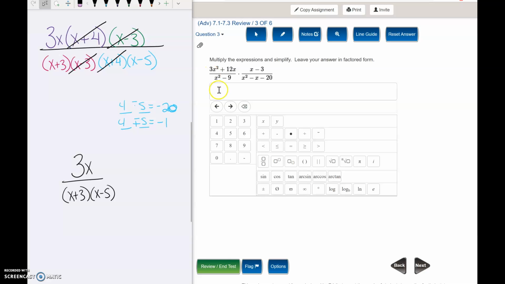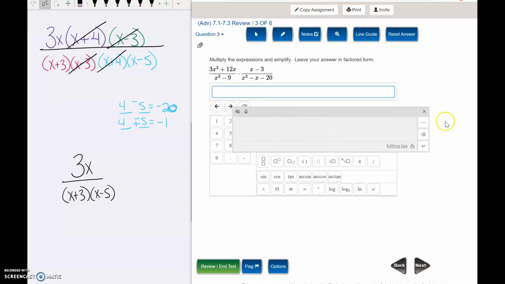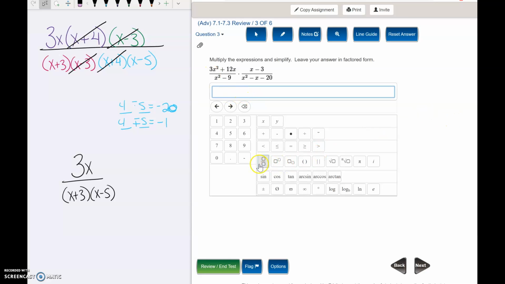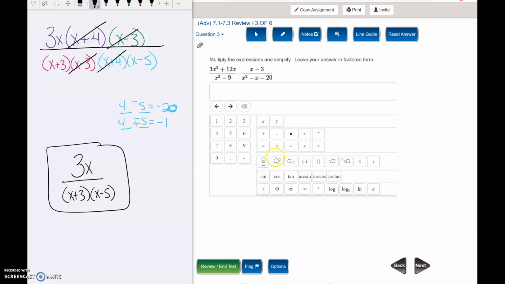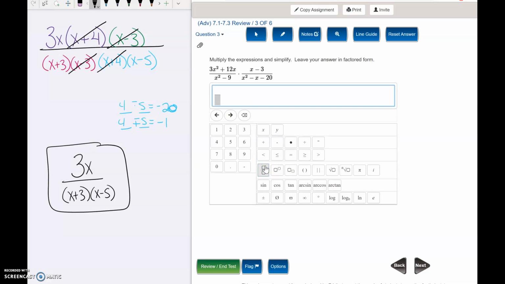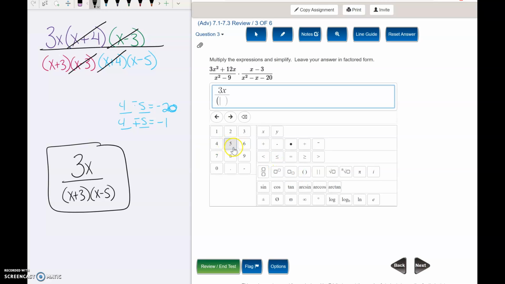Don't multiply anything out. All right, you are going to want to start with the fraction button. So pretty much on the rest of these problems, your answer is going to look something like this. You want to start by pressing the fraction button so you have a top and a bottom. On the top, we want 3x. On the bottom, we want parentheses, x plus 3.